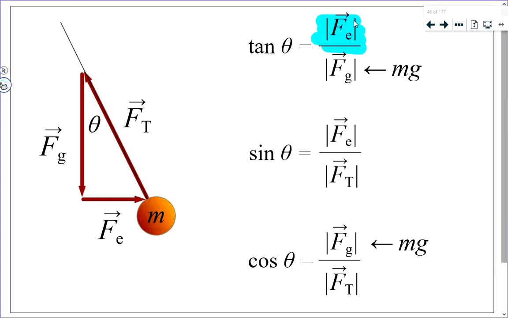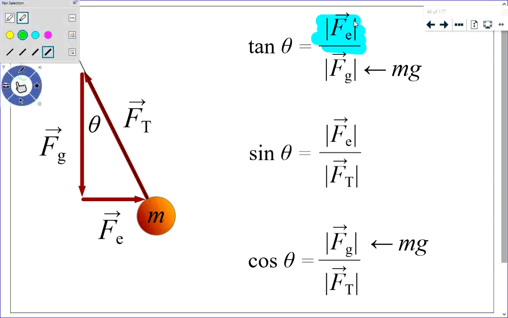Well, what I would recommend is calculating the electric force first if you know the mass, and then you will know the electric and gravitational forces, and then when you take a look at this triangle, you can calculate the tension force by using the Pythagorean theorem.